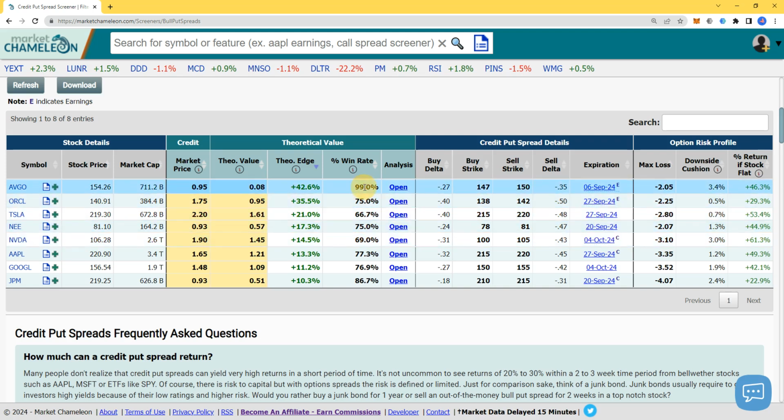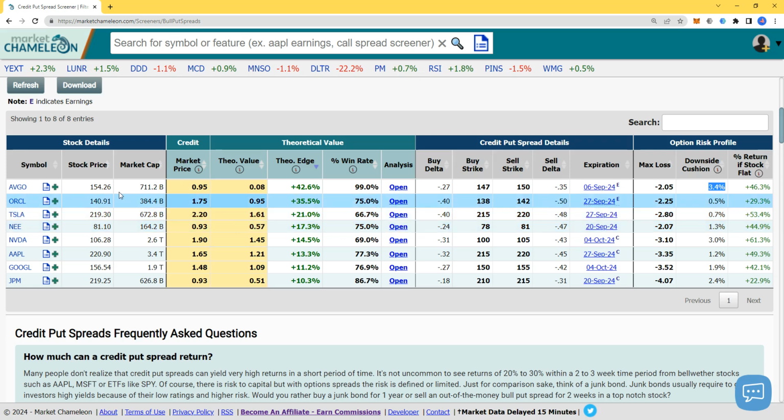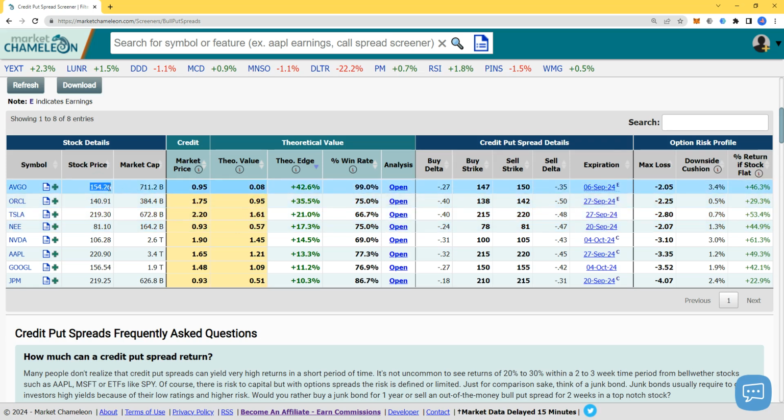This is actually an insane trade. The edge here is absolutely bonkers. Downside cushion, you got 3.4% for the stock to go down. Okay, my mistake. It wasn't 10%. It was 3.4%. Yeah, I'm just a little tired during the day. But 154, so it needs to stay above 150 for you to make the entire income.